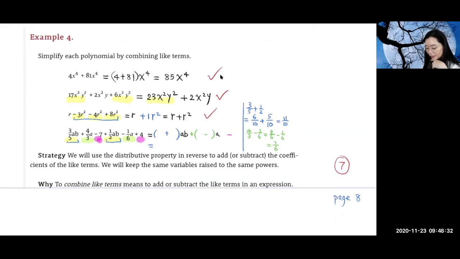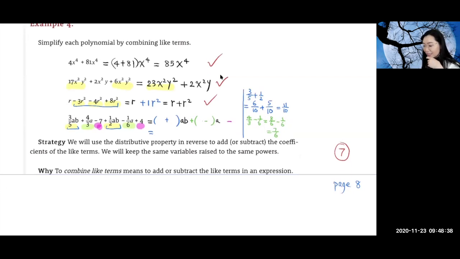Okay, this one here. Now this one over here, what are the like terms? This is the like term of this one, and this is the like term of this one. Then these two numbers are like terms, right? So combine these two. When you combine, you combine the coefficients, right? 3/5 plus 1/2. Okay, so 3 plus.